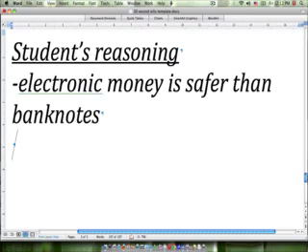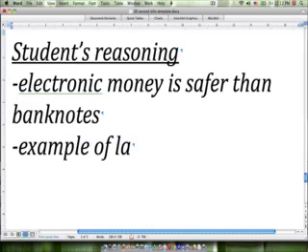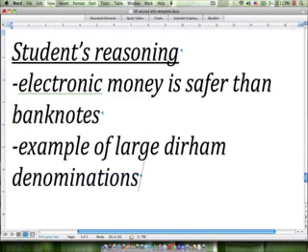Now, the second thing that the student does in this paragraph is they give us an example to show how electronic money is actually safer than banknotes. The example they give us is the Emirati dirham, which is available in large denominations. They mention that the dirham is available in a unit of 1,000, which, they stated in US dollars, is over 250 US dollars. Most people would agree that's a pretty large denomination of paper money. So they give this example and they say that this is perhaps not a very safe way to carry money.